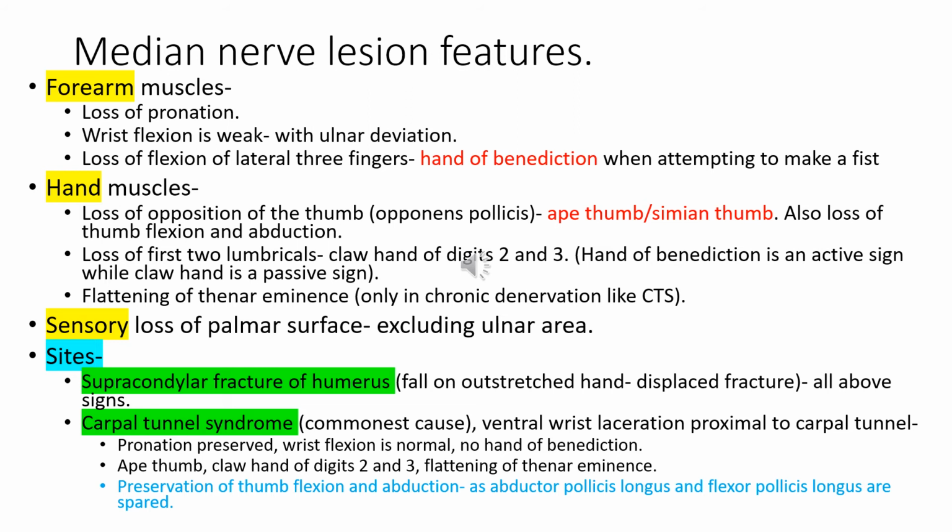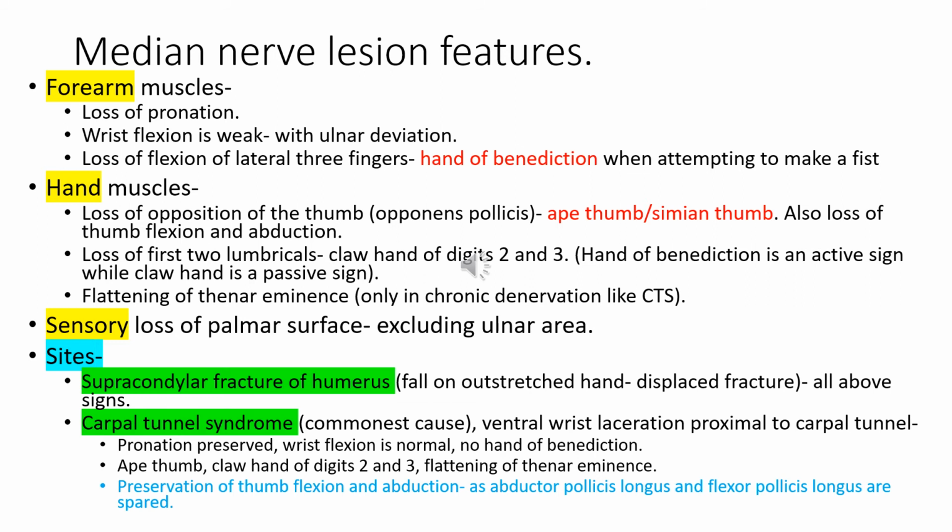Now, first about forearm muscles. As we know, median nerve innervates muscles which produce pronation and wrist flexion. So there is loss of pronation. In fact, there is no other nerve which is supplying pronators. So there is a loss of pronation.